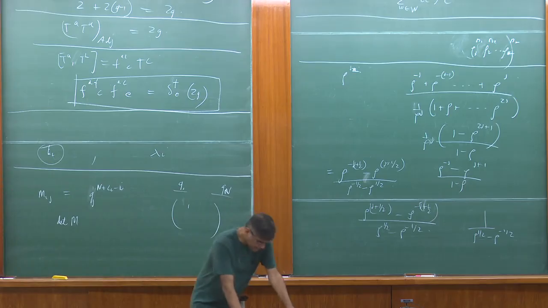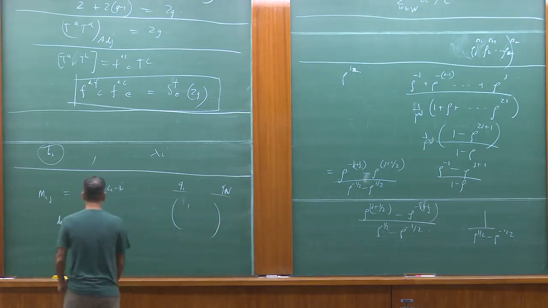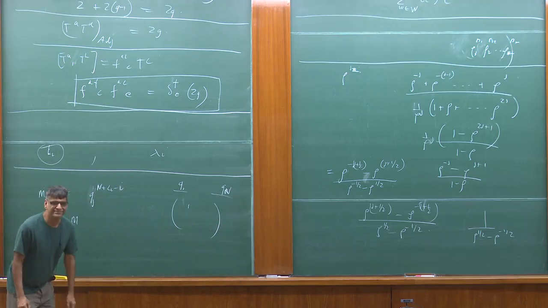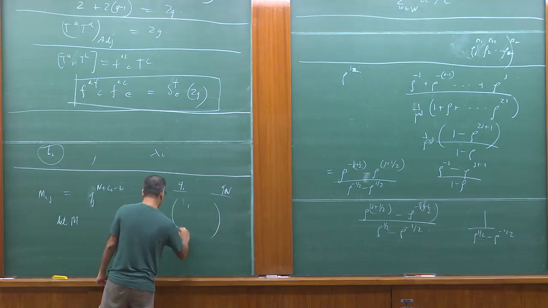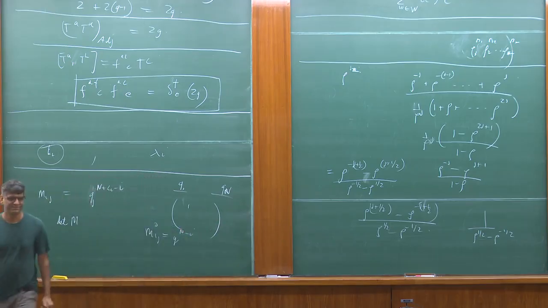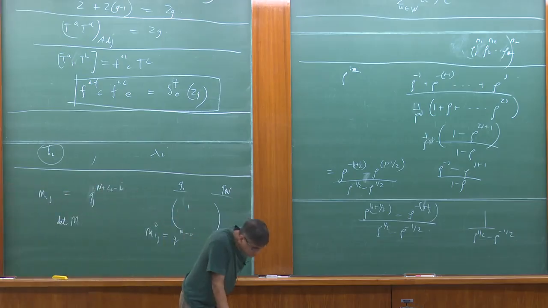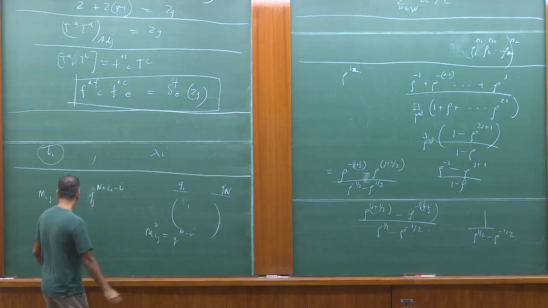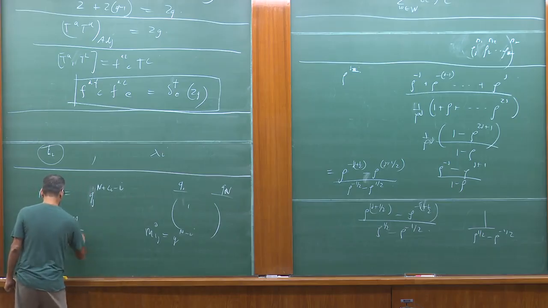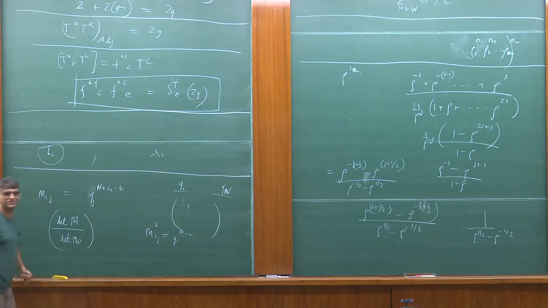And divide that by the same thing with all L's equal to 0. So let's say that we define M naught_ij to be equal to Q_j to the power n minus i. Okay? This det M by det M naught is the formula for the character of the representation labeled by L_i.